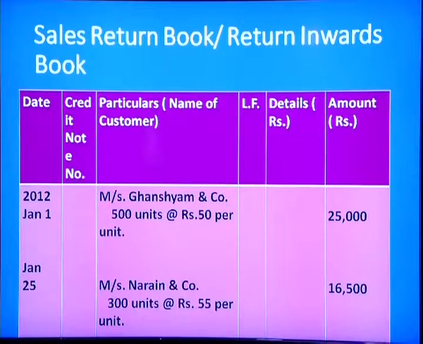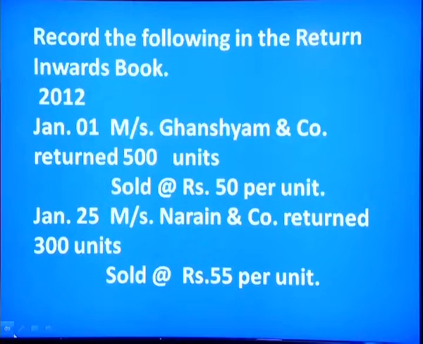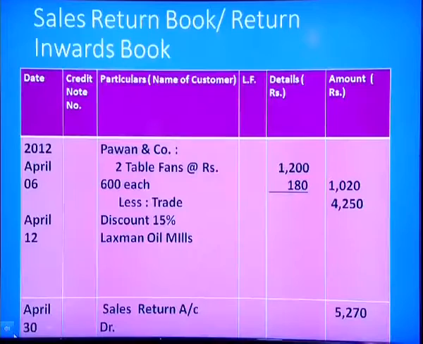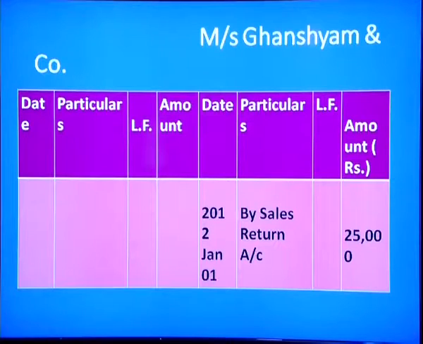Then Messrs. Narain and Company, January 25th, 300 units at rupees 55 per unit. That is 300 into 55, 16,500. And the total will come as the last item in the sales returns book. And here we have one more sales returns book. You can have a look at it because I have already mentioned clearly how we have to write these details. Now, how will we post the sales returns book items?